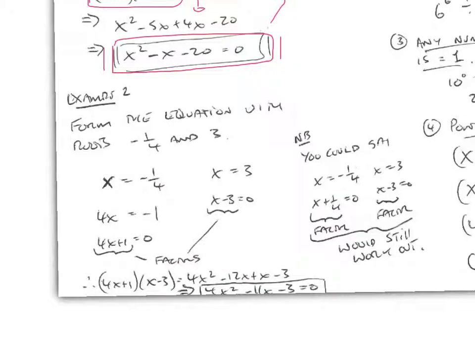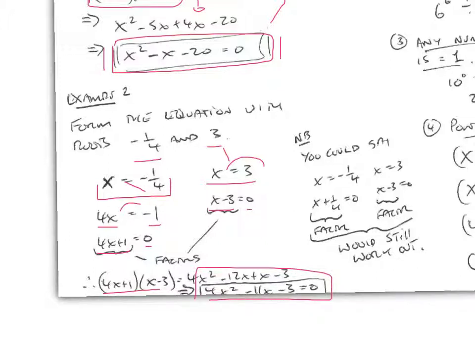Second example, form the equation with minus a quarter and 3. So if x equals minus a quarter, we can cross multiply here. We can say 4x equals minus 1. So we can then say 4x plus 1 is equal to 0. That's one factor. X is equal to 3, so x minus 3 must be equal to 0. That's the other factor. If we multiply those two together, we'll get 4x squared minus 11x minus 3. Okay. Now, I know some of you might be a bit thrown by the fact that we cross-multiplied here. You don't have to do that. You could do as we did in the first example. You could say x equals minus a quarter.